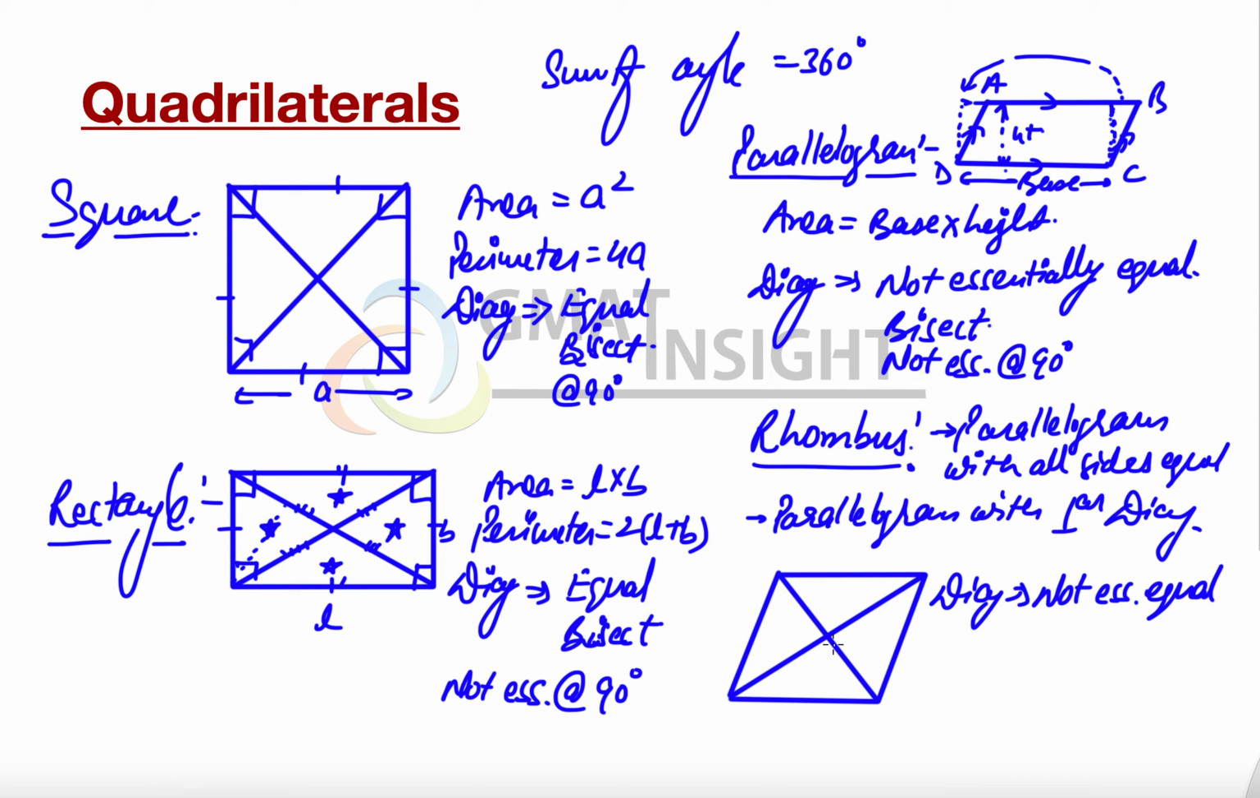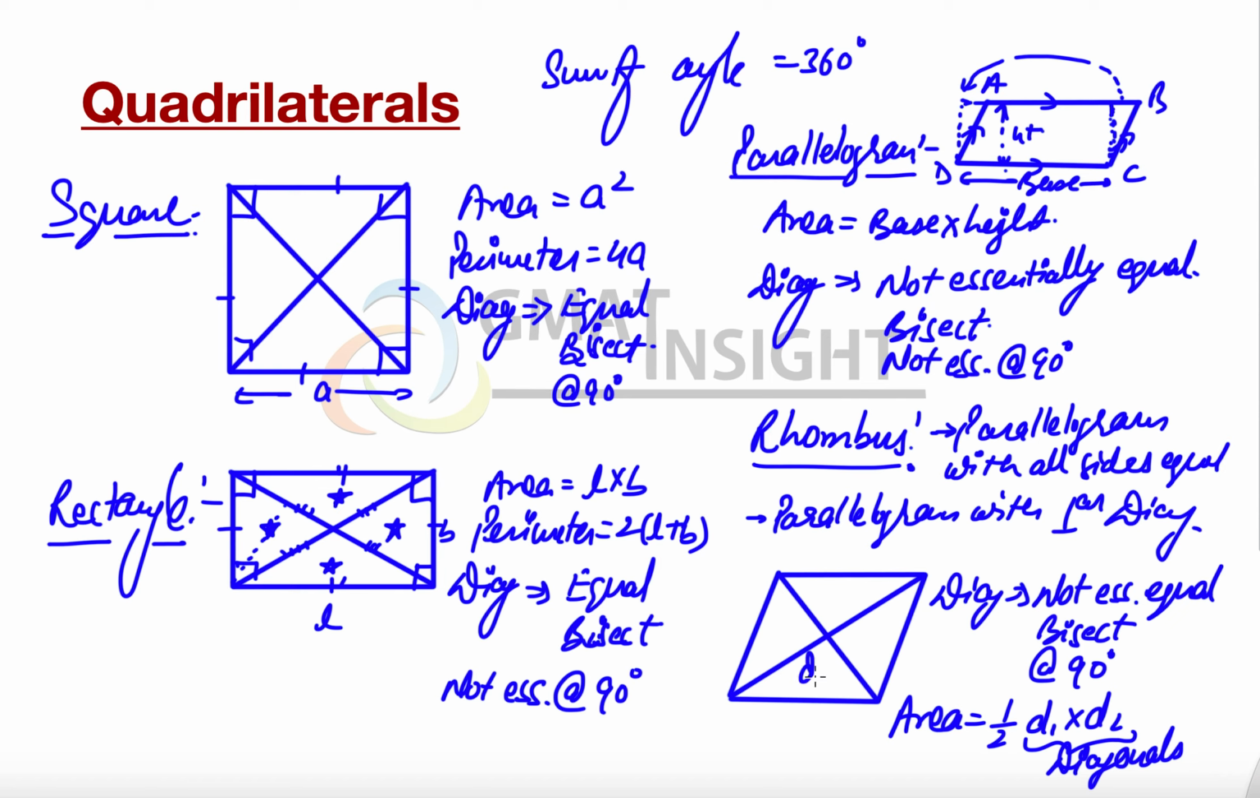So we will make a structure wherein we can define what figure lies in what category in the next slide. So the diagonals are not essentially equal, but they do bisect each other, and they do bisect at 90 degrees. Now, there is also a formula for the area of rhombus, and that formula says that the area of rhombus can be calculated by half of d1 multiplied by d2, where d1 and d2 are the lengths of diagonals.